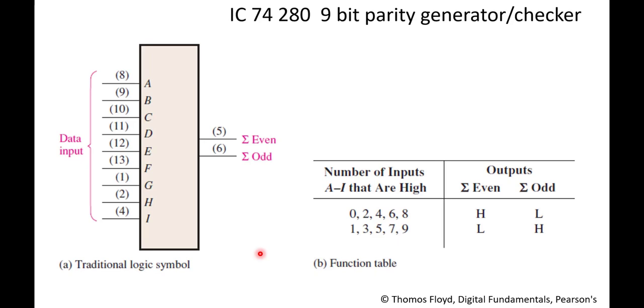Now coming to the IC 74280, a 9-bit parity generator cum checker. A to I are your data inputs. In these data inputs, 1 bit will be parity when you want to check for parity. When you want to generate parity, you can use all 9 bits as the data input bits. And it is having 2 outputs. One is even output, one is odd output.